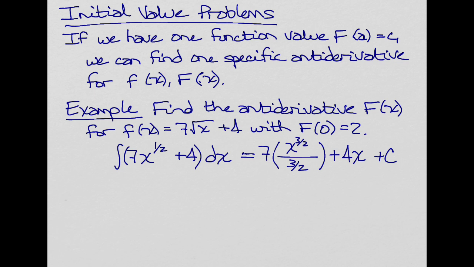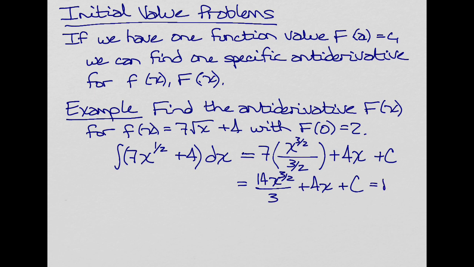And let's see, I'm going to rewrite this. 1 over 3/2 is 2/3. 7 times 2/3 is 14/3. Plus 4x plus the constant of integration. So there's all the antiderivatives for my function. This time, I don't want all the antiderivatives. I want specifically the one where when I evaluate it at 0, I get 2.